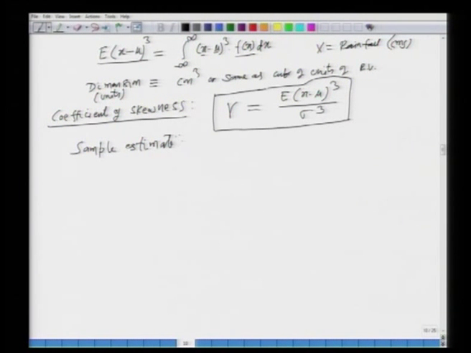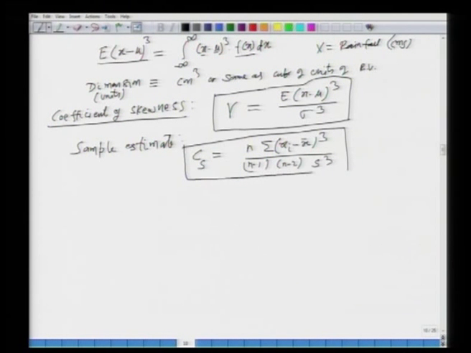What about the sample estimate of your coefficient of skewness? That is a theoretical value. This is denoted as CS or coefficient of skew and defined as this particular expression. It should be easy to derive it, but we will not go into the details. Summation of xi minus x bar raised to the power 3 divided by n minus 1 and n minus 2 and s to the power 3. Okay. So, this is the expression of your coefficient of skewness.